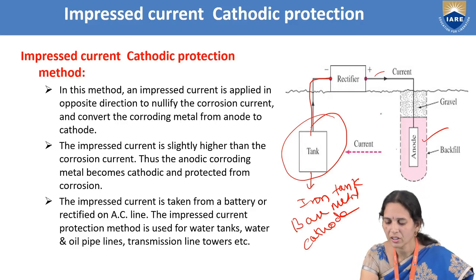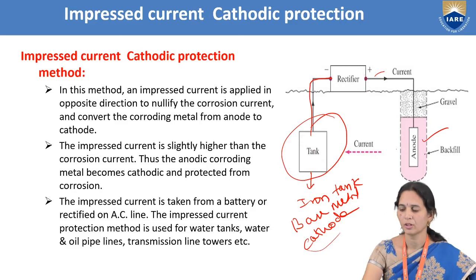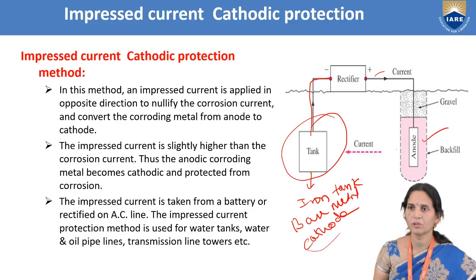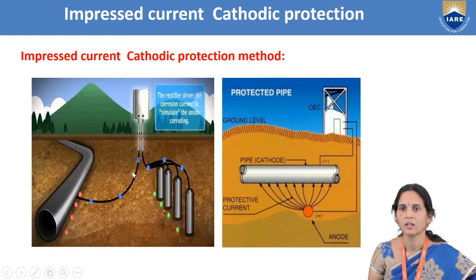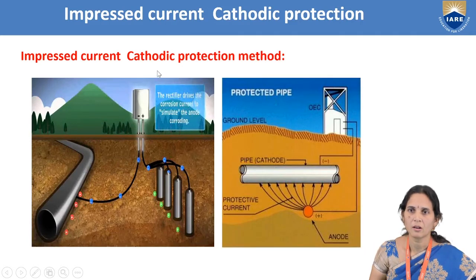When we connect the tank to the negative pole of the battery, it becomes a cathode, and the positive pole connection becomes the anode. So the base metal that we have to protect becomes a cathode. By behaving like a cathode, it does not undergo oxidation, it undergoes reduction, and it will be protected. You can see in this example, we are protecting a long pipe.